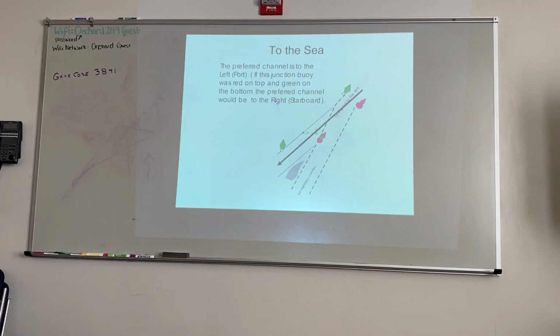So if the red is on top, and you're coming towards the sea, then the red should be on your left. Because you're not returning, you're going out to sea. When you go out to sea, red should be on your left. Because when you're returning from the sea, it's on your right. Red, right, return. Just make sure you know whether you're going out to sea or coming in from the sea.